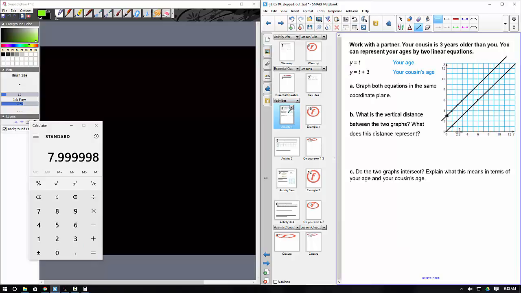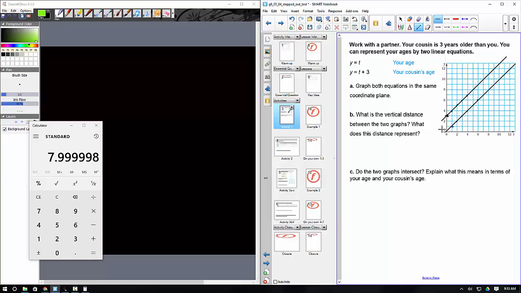If I would graph these out, I'd have my starting point. This is my origin. It's running through the origin. It's going up 1 over 1, up 1 over 1, and so on. This one's starting at 3 and then going up 1 over 1, up 1 over 1. And they will always have a vertical distance of 1, 2, 3 because they're 3 years apart, right? If this person is 3 years older, that's why they'll always be 3 years older than you.